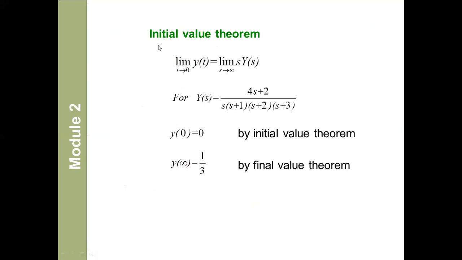If we are to determine the initial value of the theorem, we will evaluate it as s approaches infinity, which is also equivalent to determining the limit of y of t as t approaches 0. That is your initial value of the function. Now, let me annotate for you to understand. So in this case, you have to evaluate your s times your y of s.